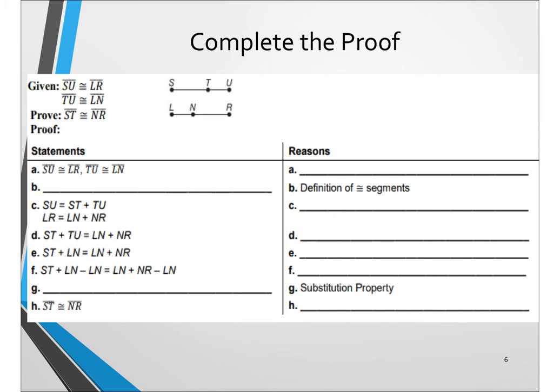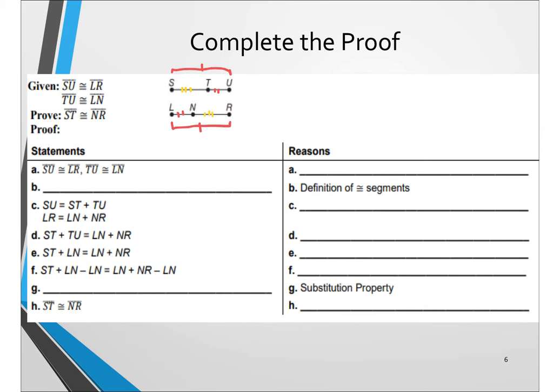All right, let's go on to the next one. Now in this one, we're given that SU is congruent to LR. So I'm going to annotate that as best as possible. SU is congruent to LR. And then we're told that TU is congruent to LN. Let me use yellow again. We want to try to prove that ST is congruent to NR.